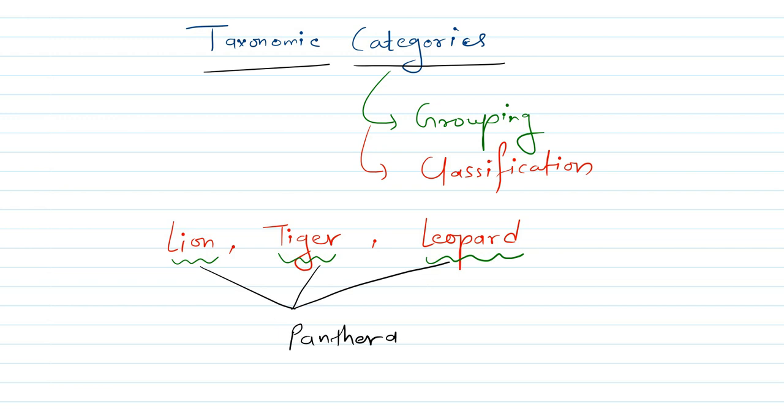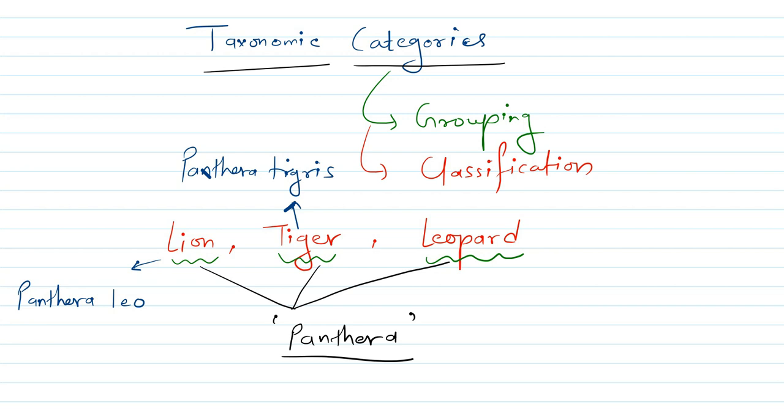So dear students, what is the name of the genus? Panthera. So if you ask me the scientific name of the animal lion, it is nothing but Panthera leo. If you ask me the scientific name of tiger, the scientific name of tiger is Panthera tigris. And if you ask me the scientific name of leopard, the scientific name of leopard is Panthera pardus.